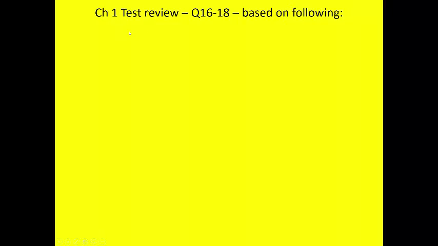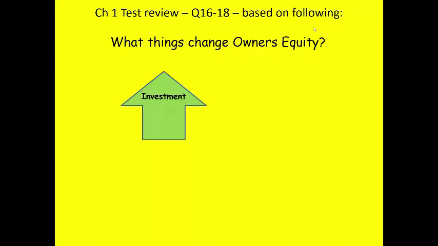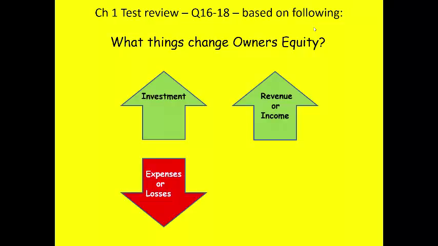Chapter 1, Test Review, questions 16 through 18. Based on the following, what things change owner's equity? There's only four things that change owner's equity. Investment increases owner's equity. Revenue or income, I prefer to call it revenue, also increases it. Expenses or losses reduce owner's equity, and withdrawals by the owner also reduce owner's equity.